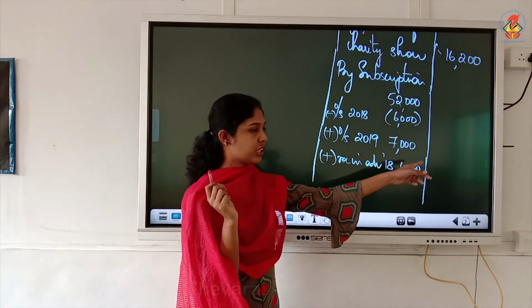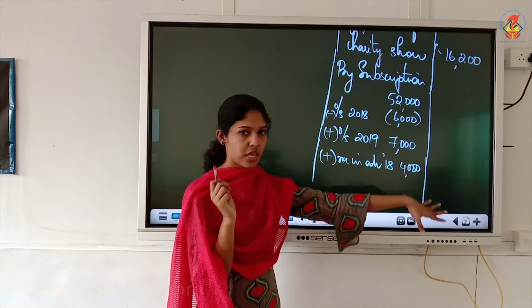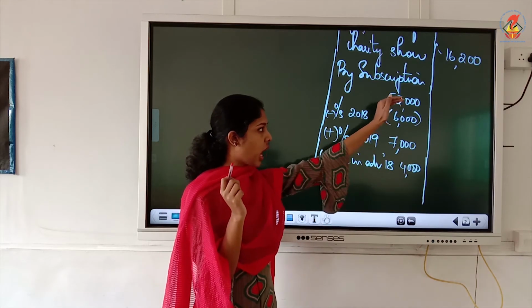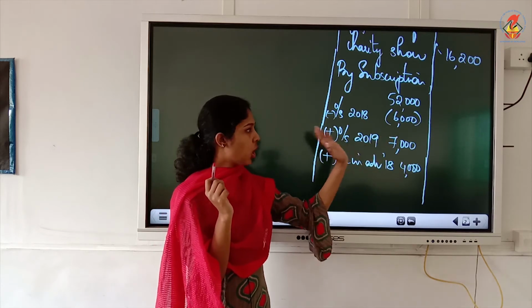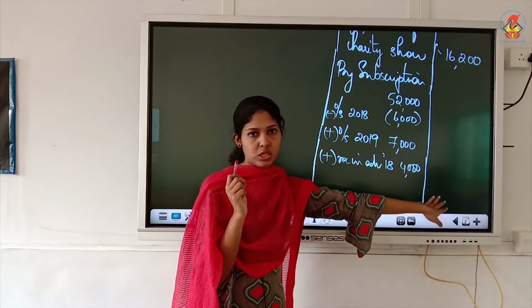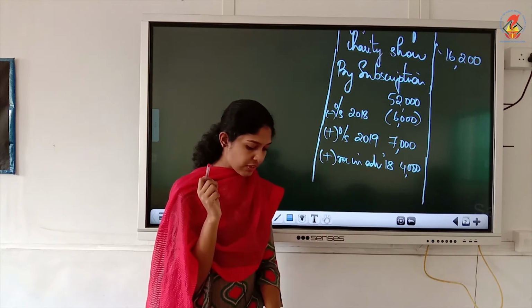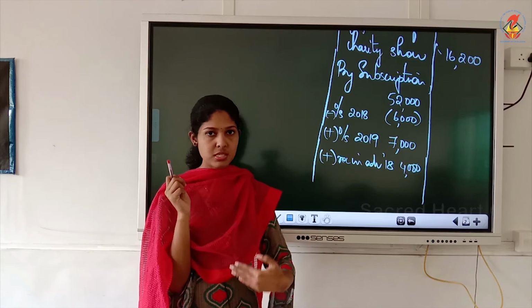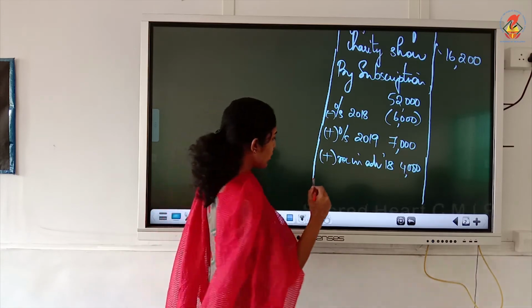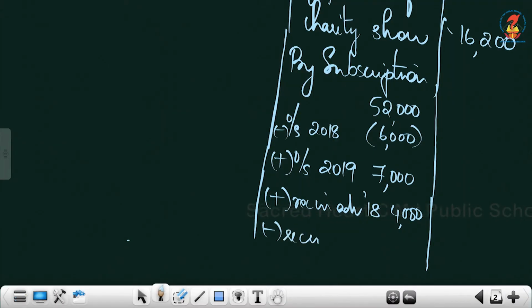Then see that 52,000 you need not write first in the outer column. After you do all these adjustments, automatically, if you are doing it correctly, you will get that figure in the outer column. Okay. So received in advance on 31st March 2019. This year ending you received in advance, it's for next year. So which we have to less. The amount is 5,000.